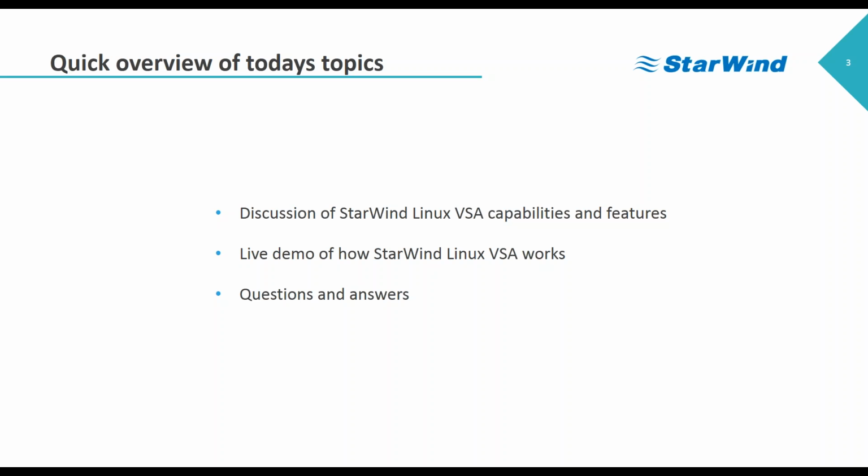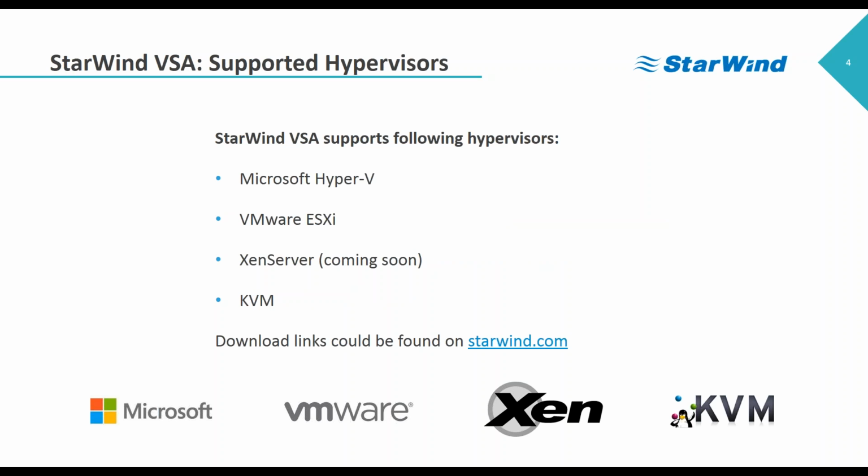The first thing I would like to discuss is which hypervisors the StarWind Virtual Storage Appliance supports. We prepared the virtual storage appliance to work on the most common hypervisors in the world right now: Microsoft Hyper-V, VMware ESXi, KVM, and Xen Server will be coming soon. The version for Xen Server will be available to download from our website.